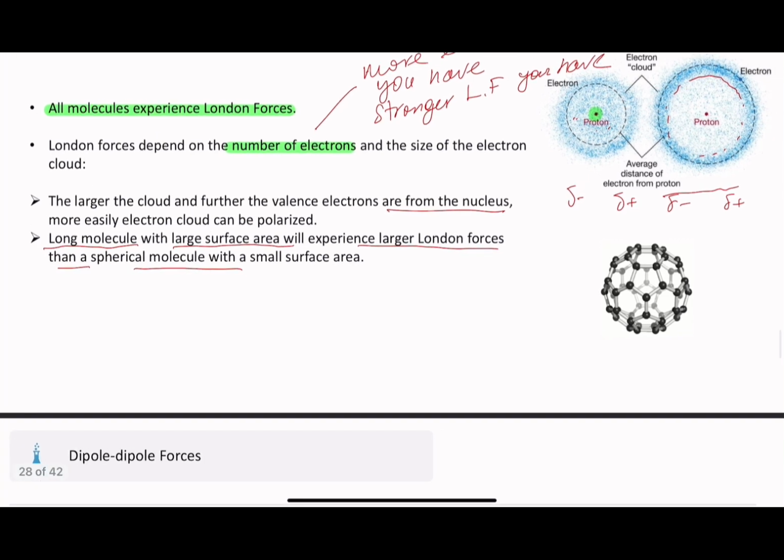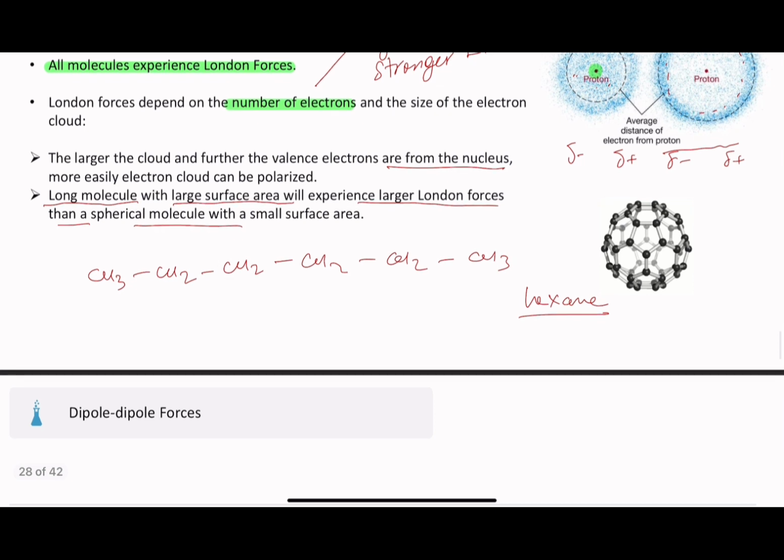Okay? So let's say you have a molecule like this. This is hexane. You will cover this in 11th grade. So this is a long molecule. And let's say I have another one, cyclohexane.